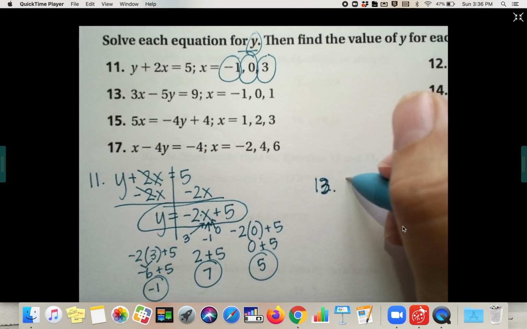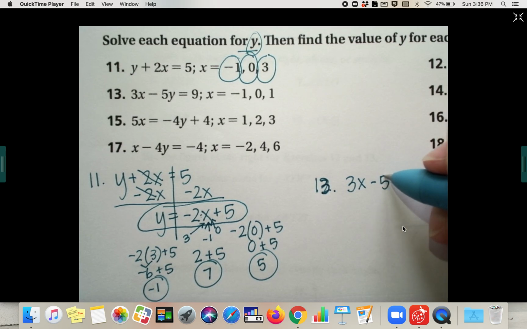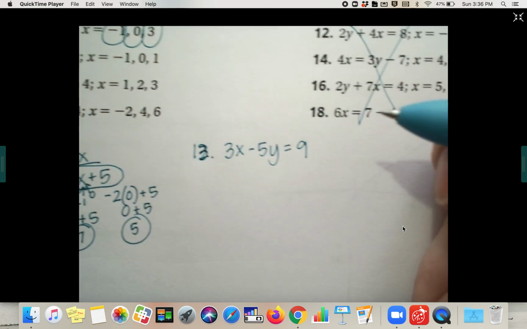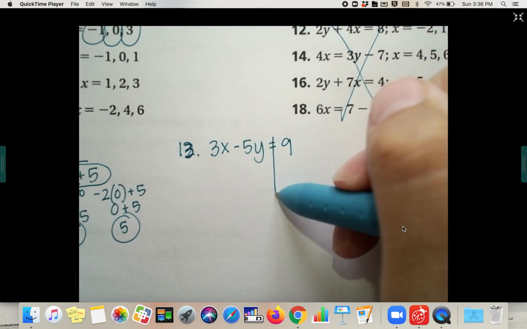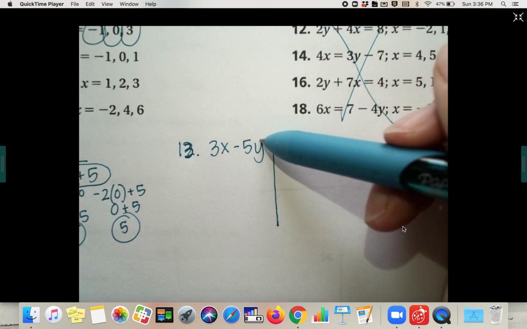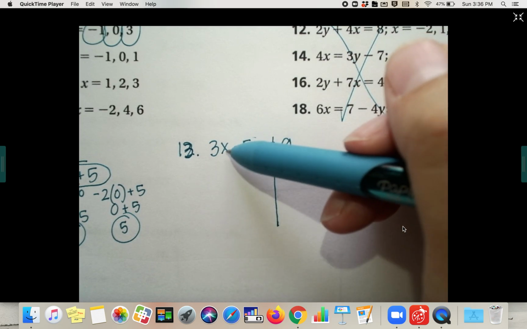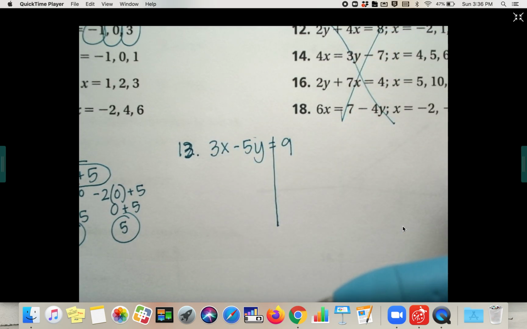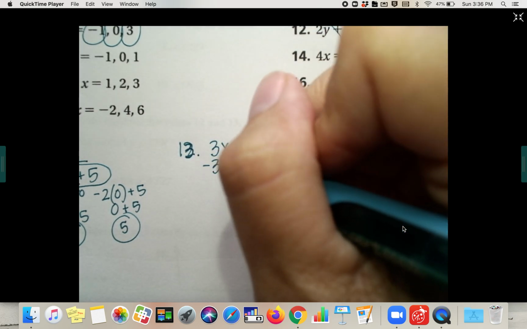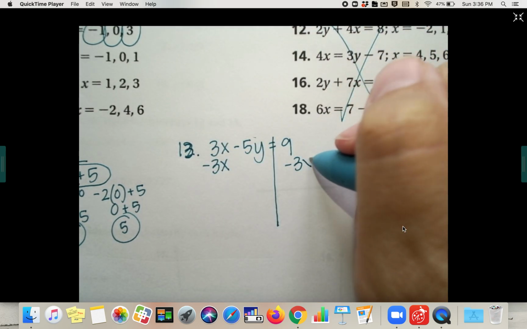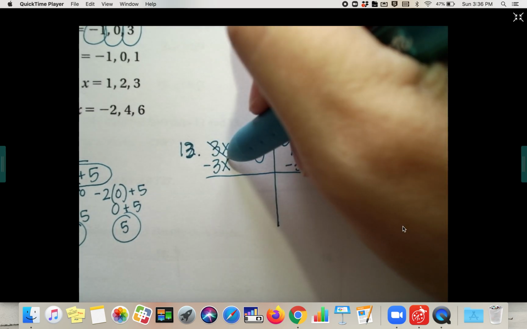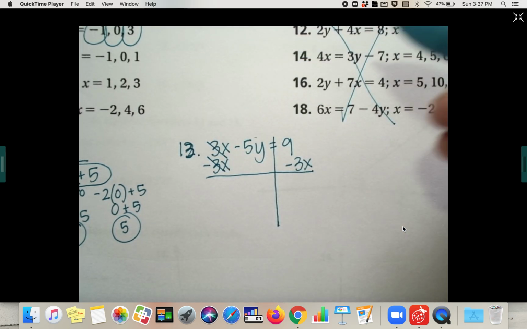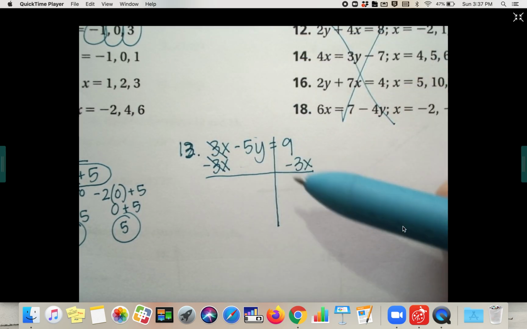Number 13, 3x minus 5y equals 9. First, it wants us to just rearrange it. So let's get y by itself. If we want to get y by itself, the first thing you got to do is get rid of the other term next to it. So let's get rid of 3x by subtracting it. It's positive 3x, so we want to subtract it. That's the only way it will cancel. All right, when you bring this down, don't forget the minus.